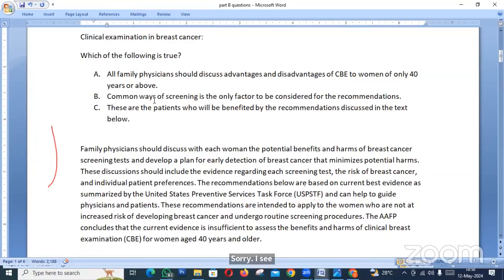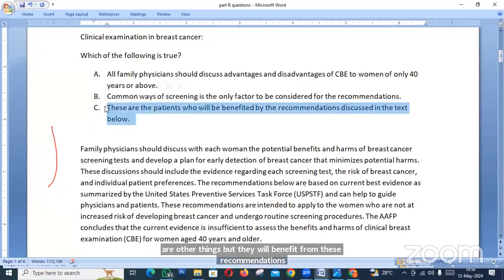Sir, C is also wrong because... See, only you have removed solely. Yeah, only that removal made this correct. No, these patients will benefit from these recommendations in any way. There are other things, but they will benefit from these recommendations. There is no doubt in C, okay? C is 100% correct.